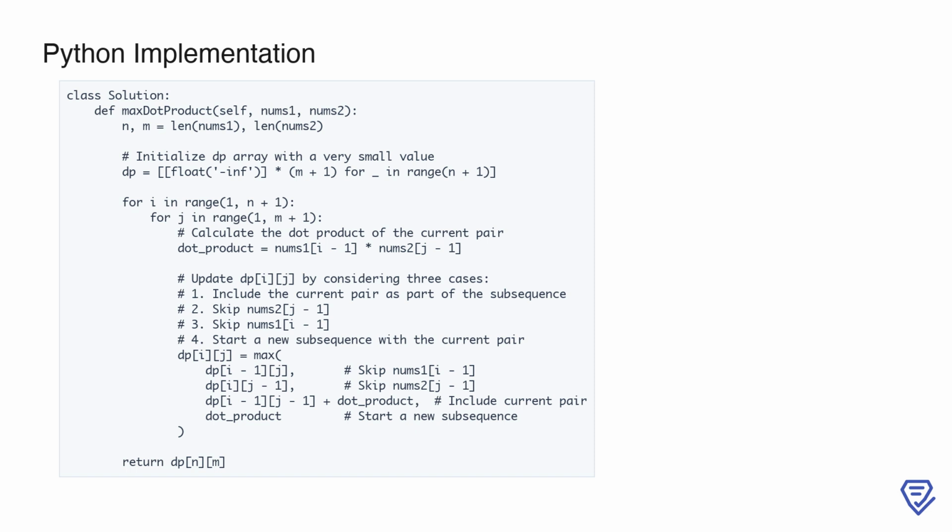Skip the current element in nums1, value comes from DP[i-1][j]. Skip the current element in nums2, value comes from DP[i][j-1]. Include the current pair in the dot product, value comes from DP[i-1][j-1] plus dot product. Start a new subsequence with the current pair, value is simply dot product.